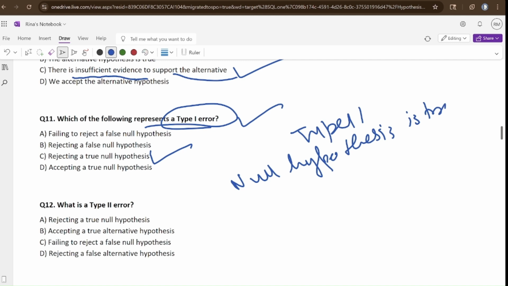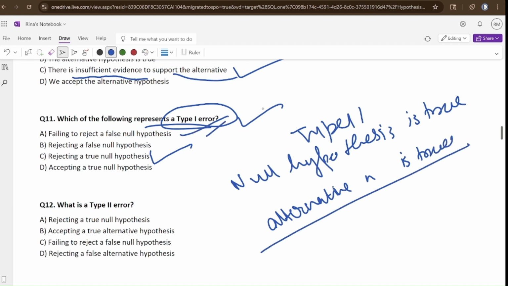Okay. That means in reality the drug has no effect, but we are taking a decision that the drug has an effect. So we are considering that the alternative hypothesis is true. So that's an error. This type of error is called type 1 error. Okay, when your null hypothesis is true but you are wrongly rejecting that.